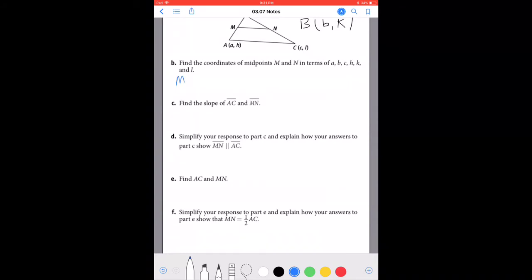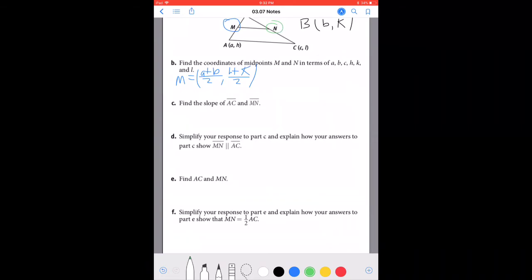So that means M is going to be equal to, we're going to take the average of our x terms, so that means A plus B over 2. And then our y terms, which was H plus K over 2. So that's the coordinates of point M.